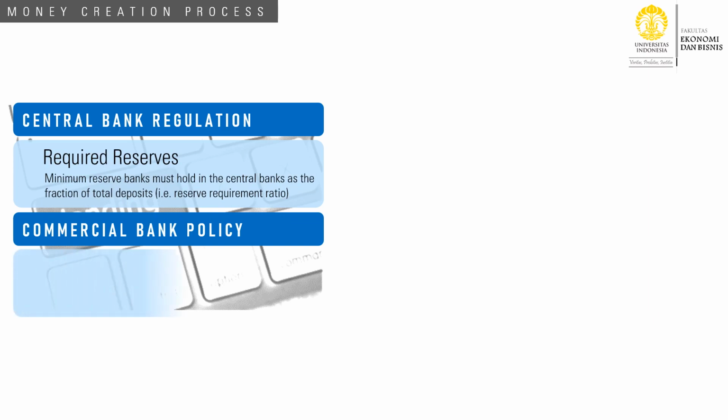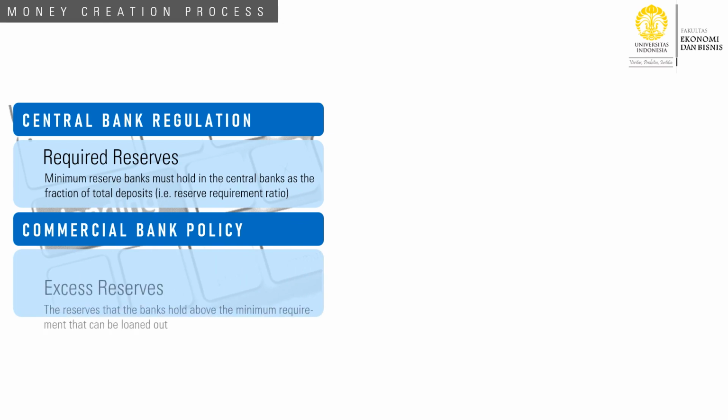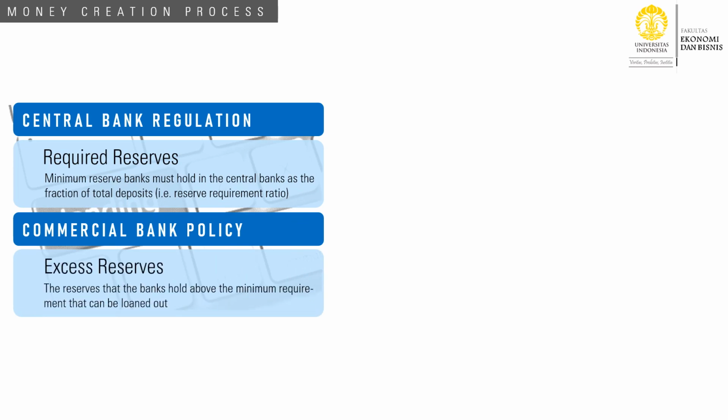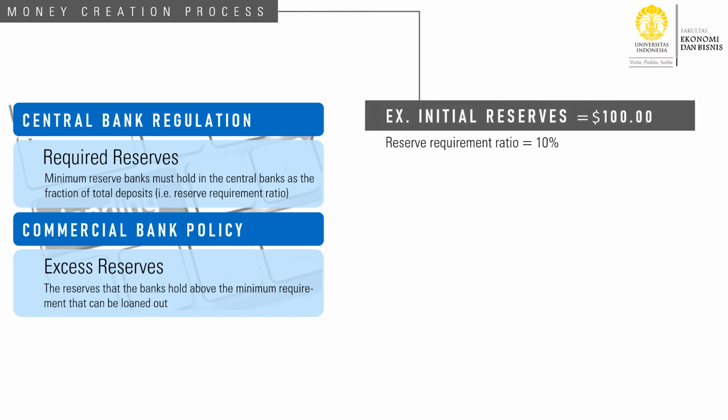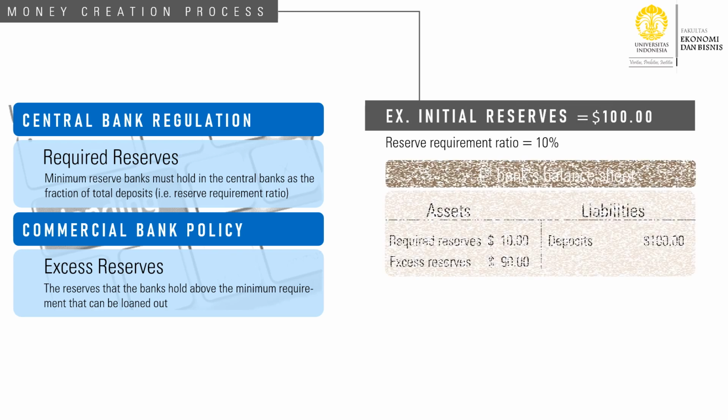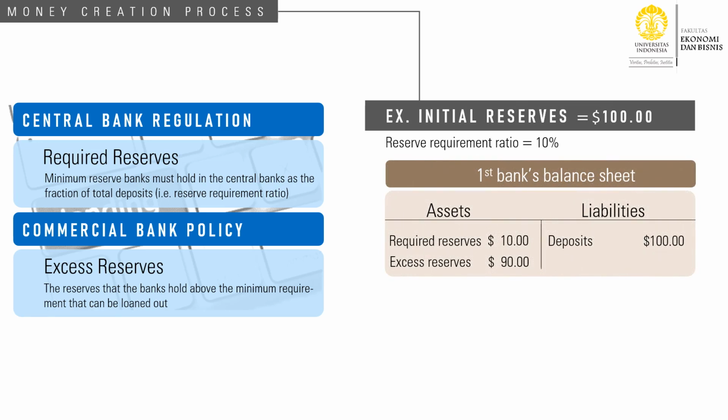The reserve that the banks hold above the minimum requirement is called excess reserve. These excess reserves are the amount that the banks can loan out. How much of the excess reserve is loaned out depends on the individual bank's internal policy. This is how it looks with the first bank's T account initially, when the reserve requirement ratio is, for example, 10% of total deposits. It has $10 of required reserve, or 10% times the total deposits, and $90 of excess reserve. If Bank 1 loans out all its excess reserve, the T account is now like this.